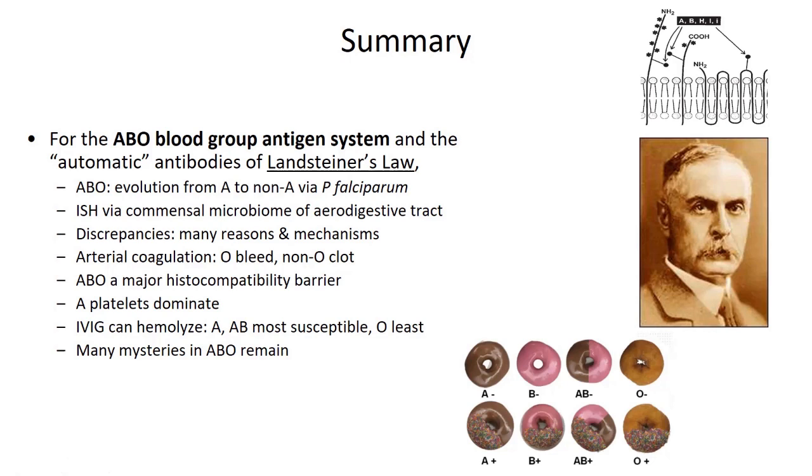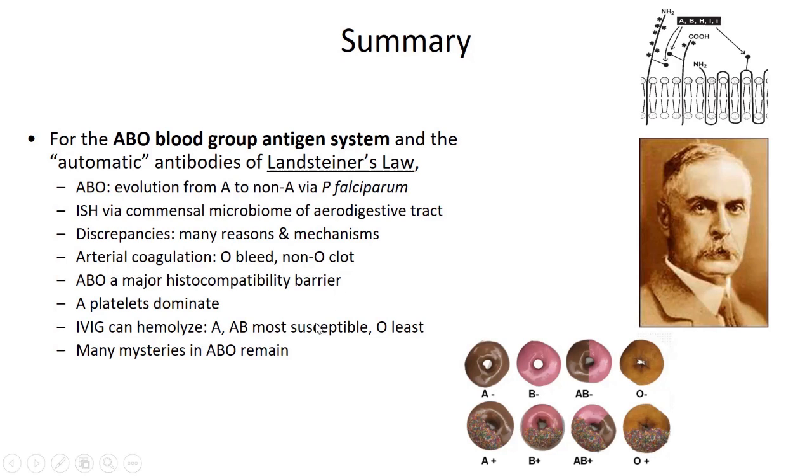Arterial coagulation has a strong relationship to ABO. O's, just to dichotomize simplistically, would bleed more and non-Os would clot more. ABO, again, is a major histocompatibility barrier until we figure out how to create universally converted to O grafts. In the world of blood products, A platelets dominate for a variety of technical reasons. That is, until we have ABO zygosity as a way to identify thrombocytes that are suitable for transfusion to all, and until we have platelet additive solution suspended platelets.